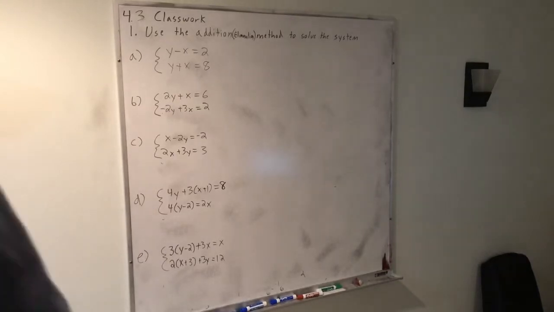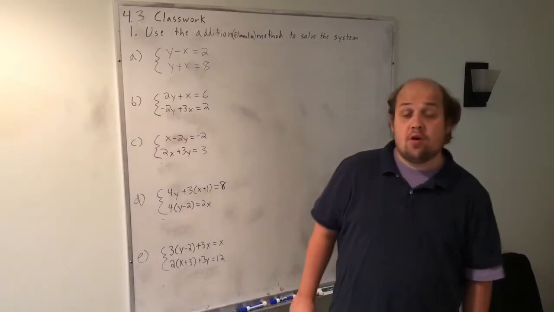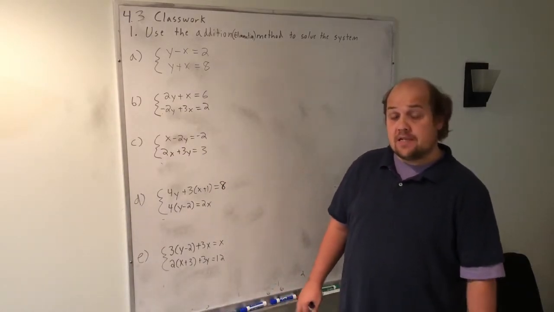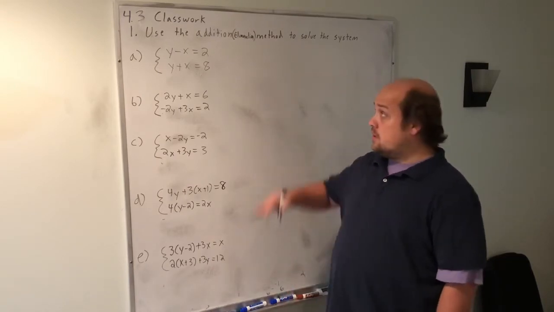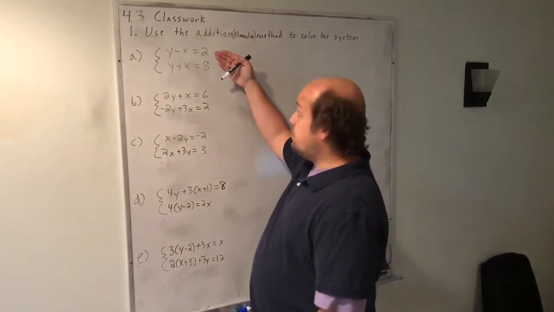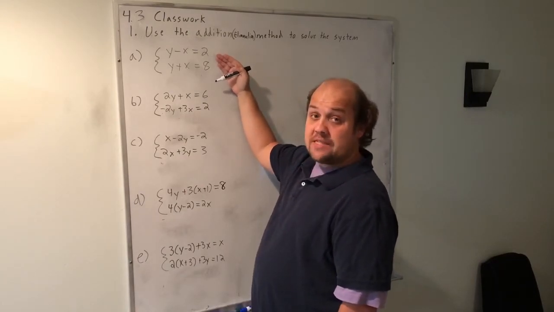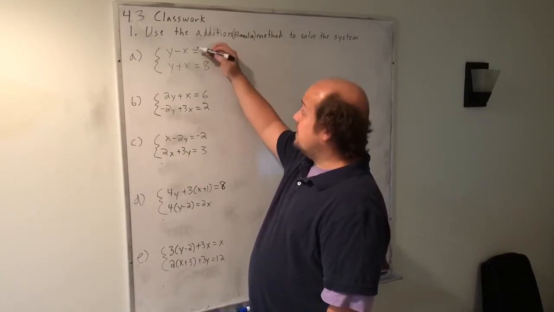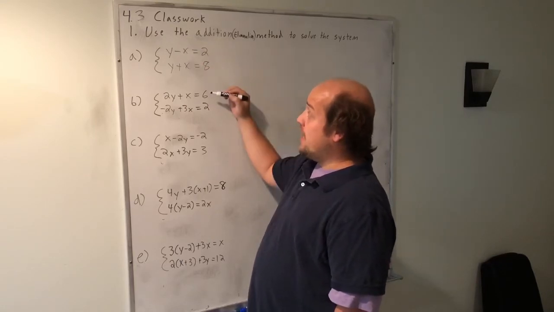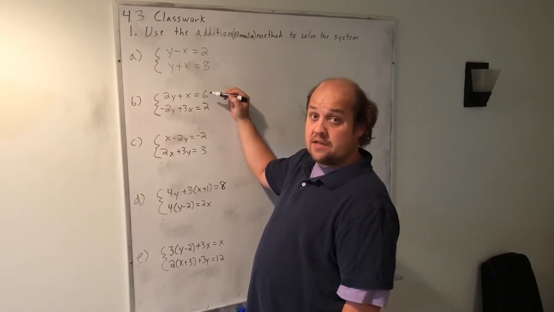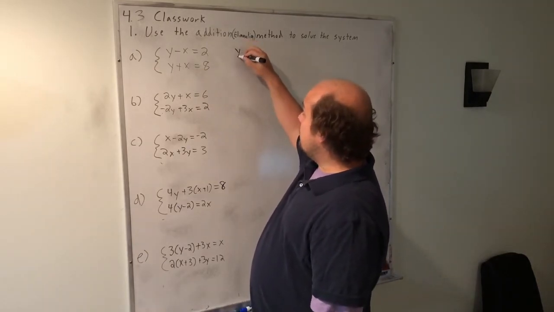I'll go with the addition or elimination method, which is to make it so that one of the two variables will be equal and opposite such that when the equations are added, that variable will drop out. The first example, A, has a situation where I already have an equal and opposite variable. Specifically, this negative 1x and this positive 1x are equal and opposite. So I can just jump right to the stage where I'm adding these two together.